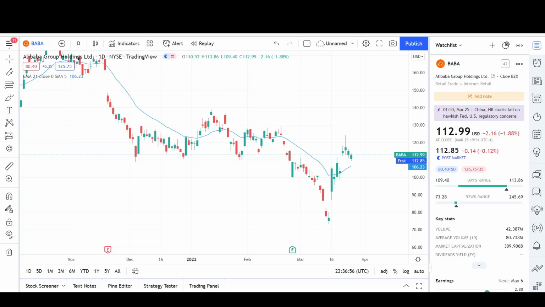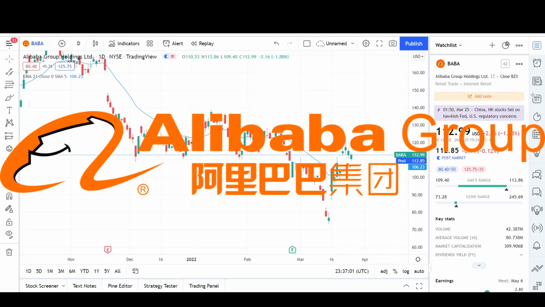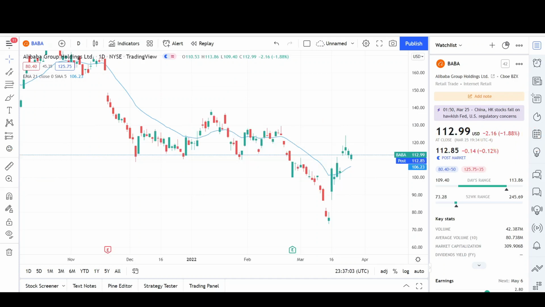What's up, traders? This is Vee Trades, and today I'll be doing a technical analysis breakdown for Alibaba with the ticker symbol BABA.